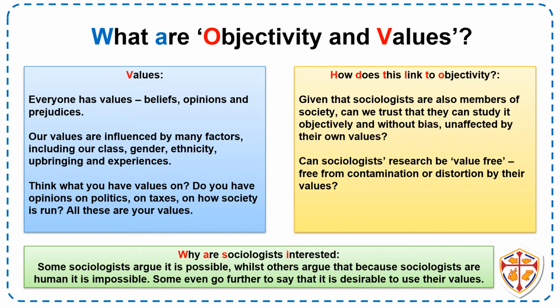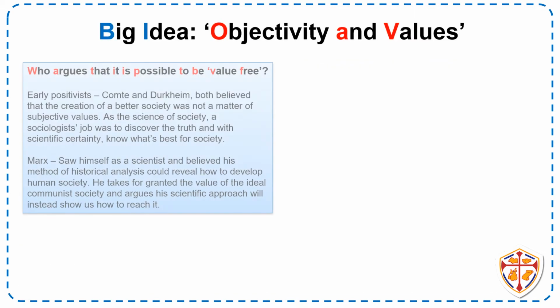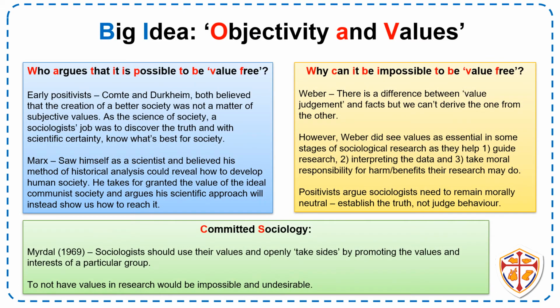And why are we even interested in this? The problem is, some sociologists argue it is possible. We can be value-free. Others argue that because sociologists are human, it's impossible. Some even go further and say that actually it's desirable to use your own values, because then you can improve society through your work. It's something called committed sociology. So, we need to have a look at the different sides of the argument, so that you can answer a 20-mark question.